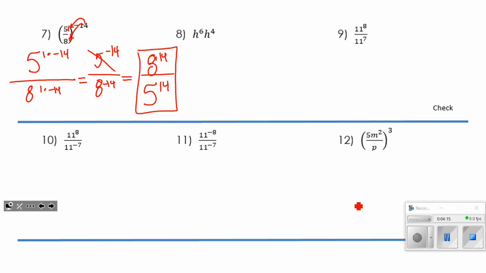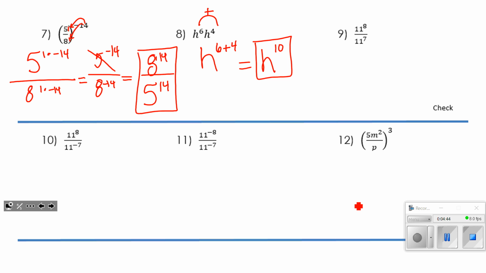Question number 8 is a multiplication problem, 8 to the 6 times h to the 4th. To do these problems, you will add the exponents. Add the exponents. So keep the base, add the exponents. When you do that, you get h to the 10th power.